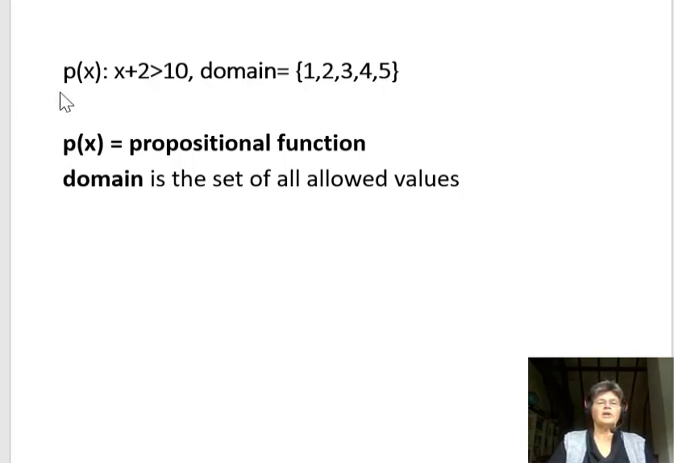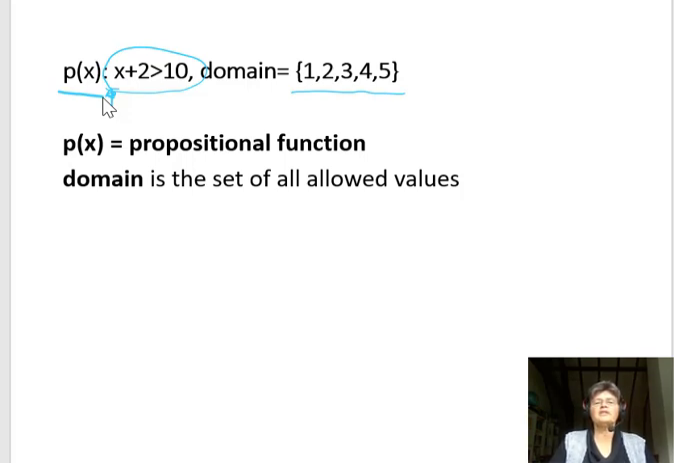If we look at P(x), that's a function, and we call this P(x) a propositional function if the function itself turns into true or false after we replace the variable inside this function with an element from the domain. So the domain is the set of allowed values. If we look at this P(x), it says x plus 2 is larger than 10.